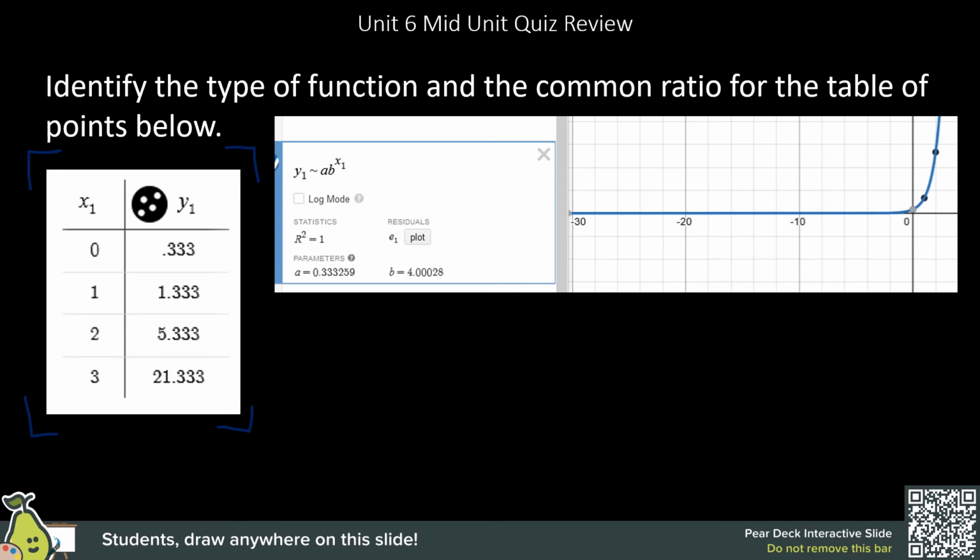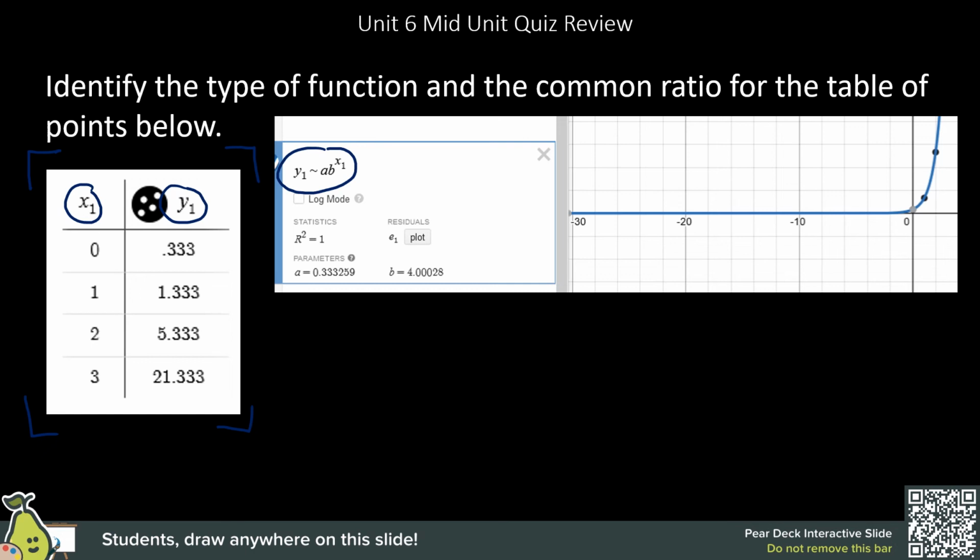Well, we're going to take our equation for an exponential function, and we've used this one in the past. So it's y1 tilde ab to the power of x1. You want to put this exactly the way it is here into Desmos. And then you're going to add your table. Be very careful that when you add your table, you have your x1 and your y1. Okay? When you do that, you'll see here that we have an exponential function, right? It has that horizontal asymptote at 0, and then it starts to curve up.